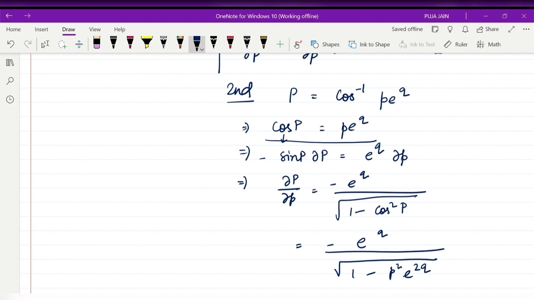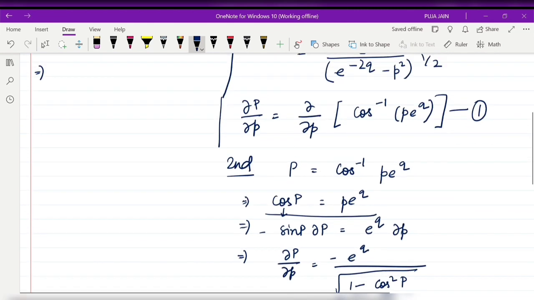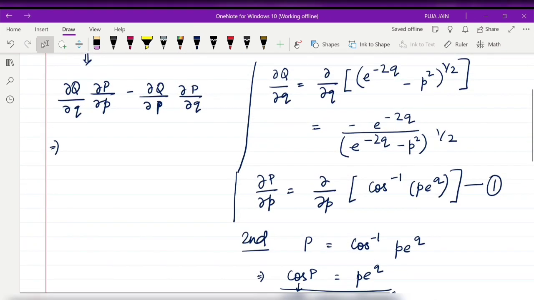Okay. So whichever you are comfortable in, you can do. Again, we can solve this. If we divide by e to the power q, what we are going to get is minus e to the power minus q minus 2q minus p square. Okay, we got the two expressions. Now del q del p.